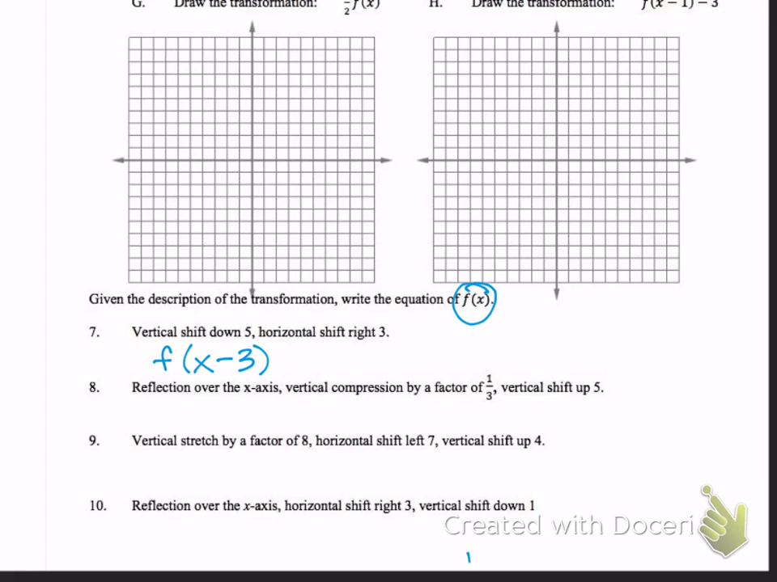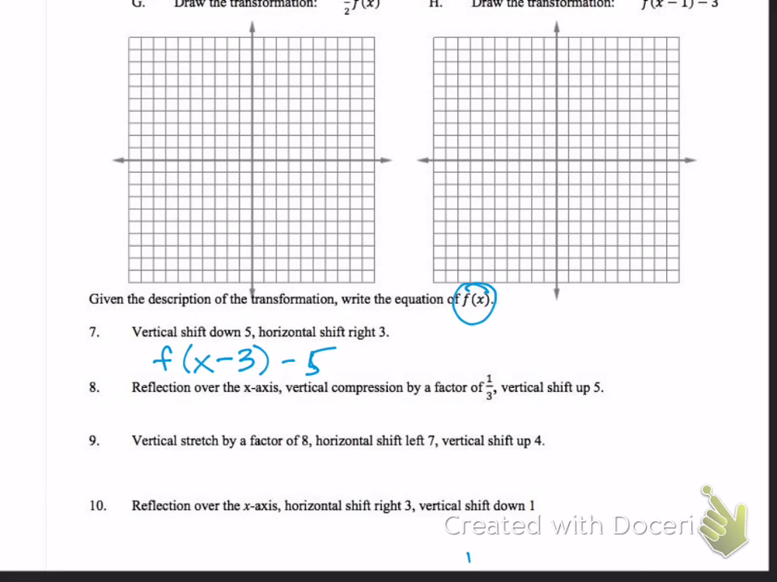And then what would I do for the down 5? Put -5 on the outside. Good. Do I need a negative sign in front? Yes or no? No, because it doesn't say reflection. Do I need a number in front of the f of x? No, because it doesn't tell me shrink or stretch. So I'm done with that one.